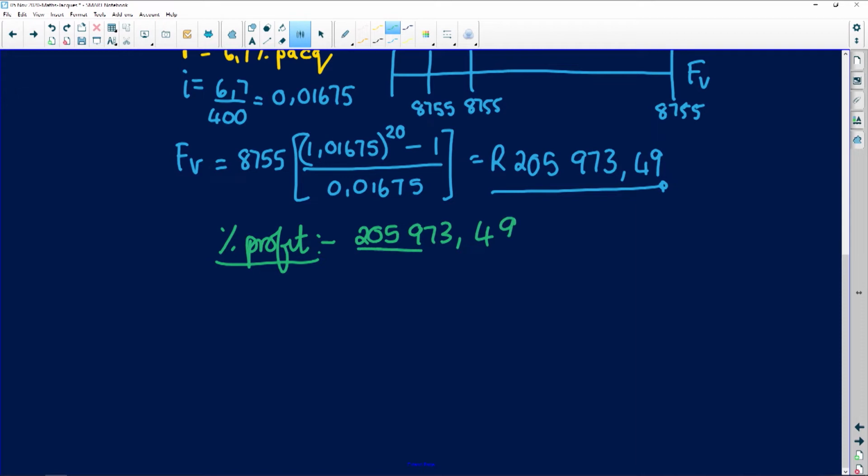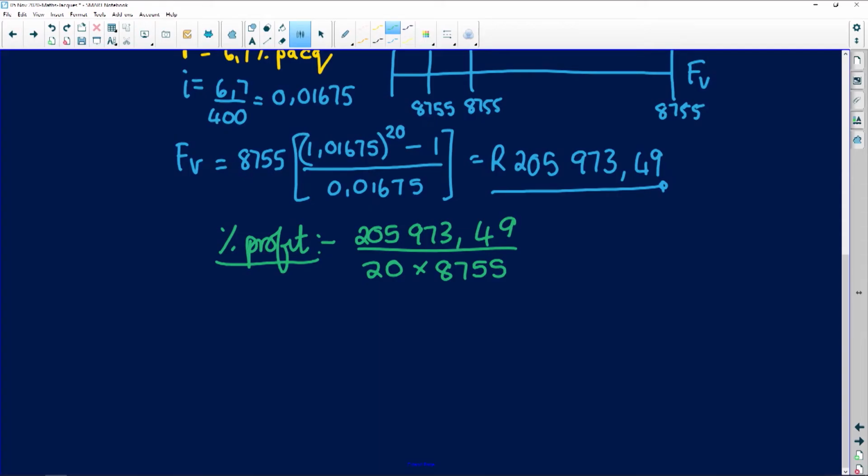It's 205,973.49, and we divide that by 20 multiplied by 8755, because that is the amount that she at the end of the day invested when she bought these shares. Okay, if I do this calculation, I can times that by 10 and then by 2, and to convert it finally to a percentage, you will see that it is 17.63% that she has earned in terms of the profit.